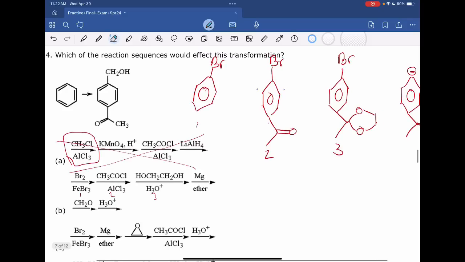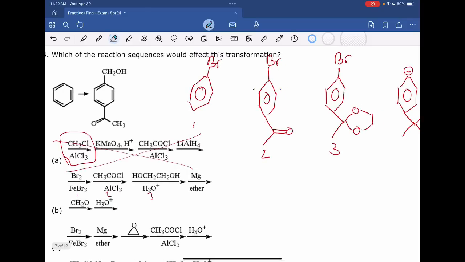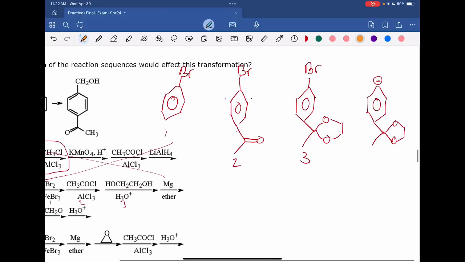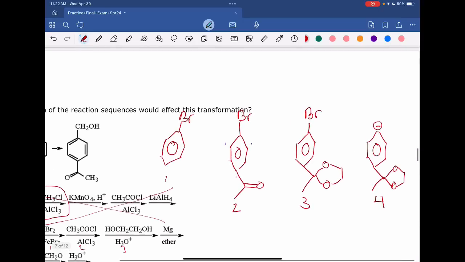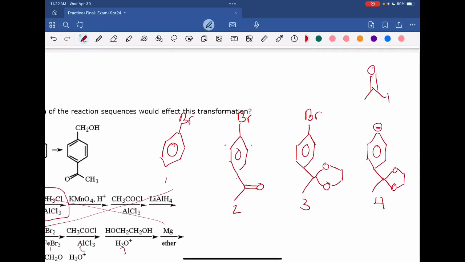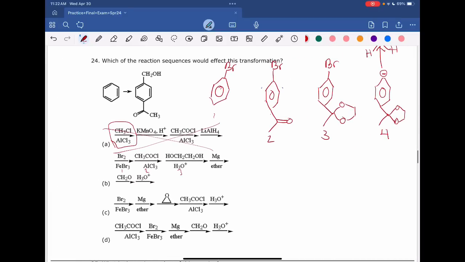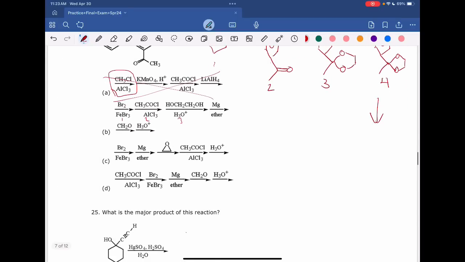Then B, okay, so they react this with formaldehyde. I'll just draw it here, I guess. This is going to attack this carbonyl, and you're going to get product 5, which is just 1, and then OH, and then you do this. Okay, that is step 5.